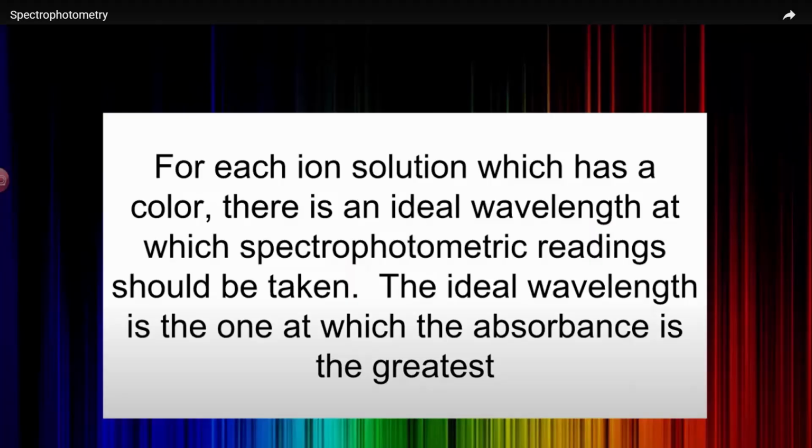So this is really important when it comes to reaction rates, because we can use a spectrophotometer to measure rates when we have a colored substance. But if your reaction doesn't involve anything that has a color, can you use a spectrophotometer to measure the rate? No.